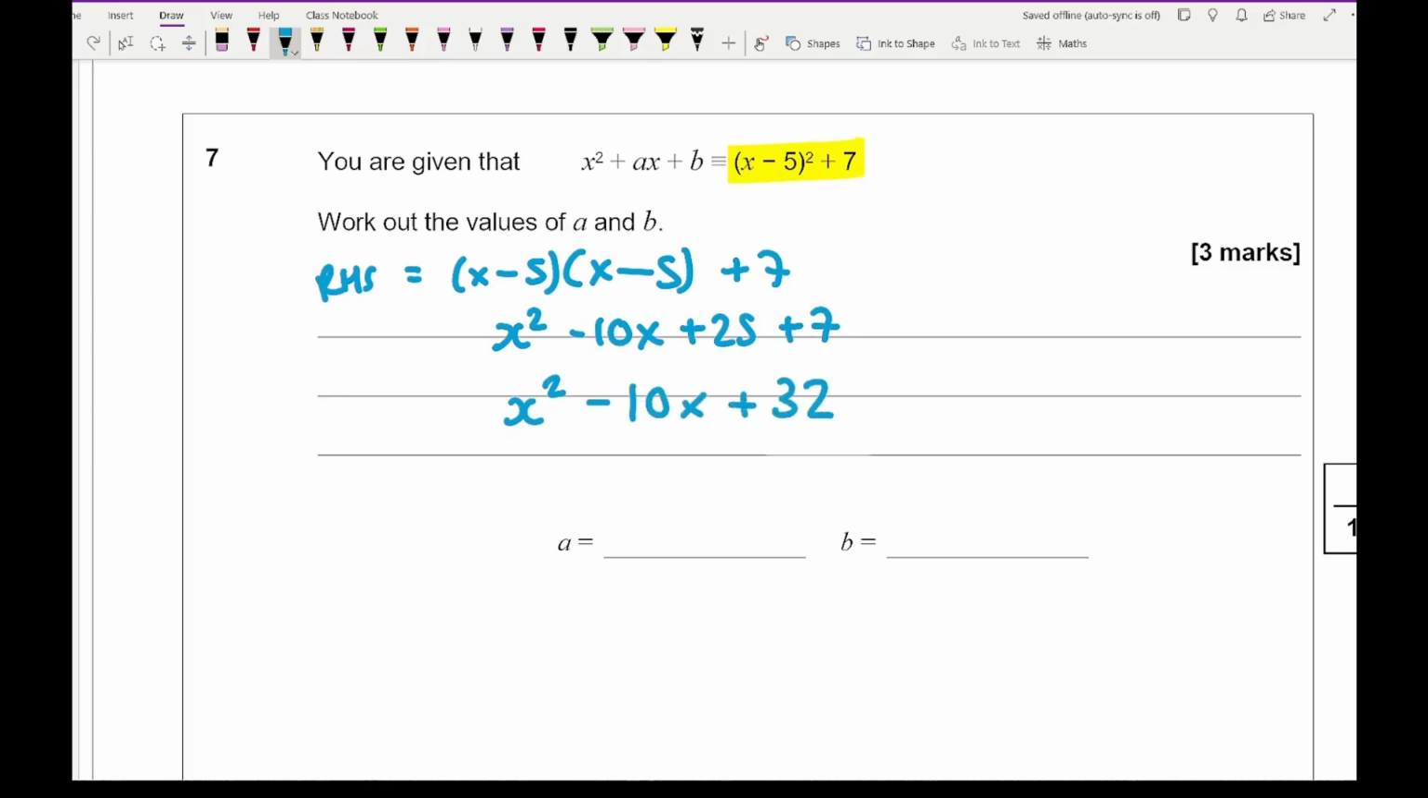So then all that's left for me to then do is to compare the coefficients. So a is the coefficient of x, which is minus 10, and b is the constant, which is 32. And then just be mindful of the signs, but there is our answer.